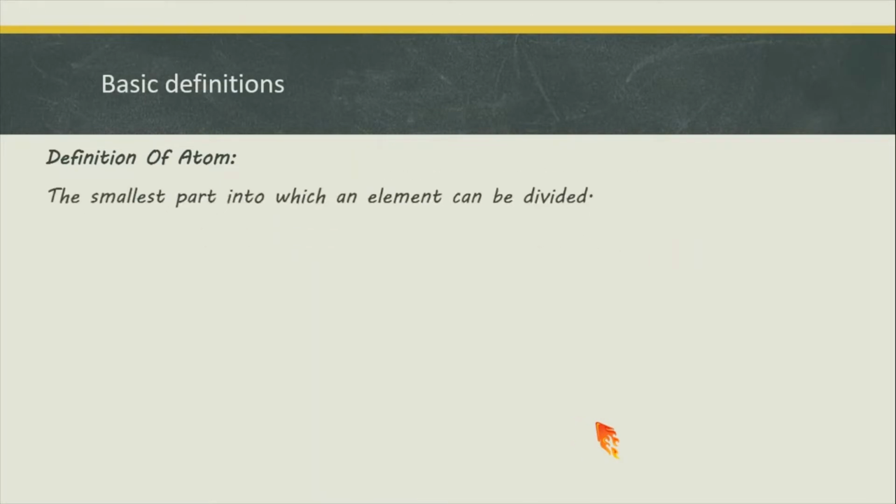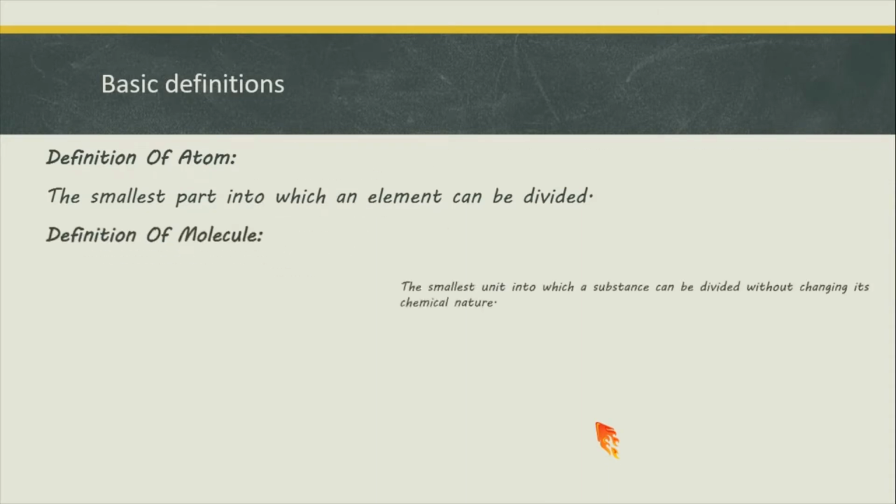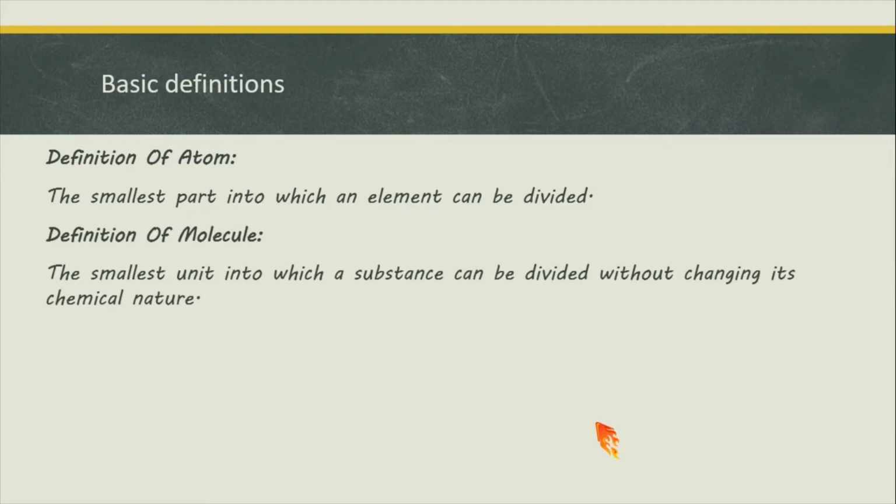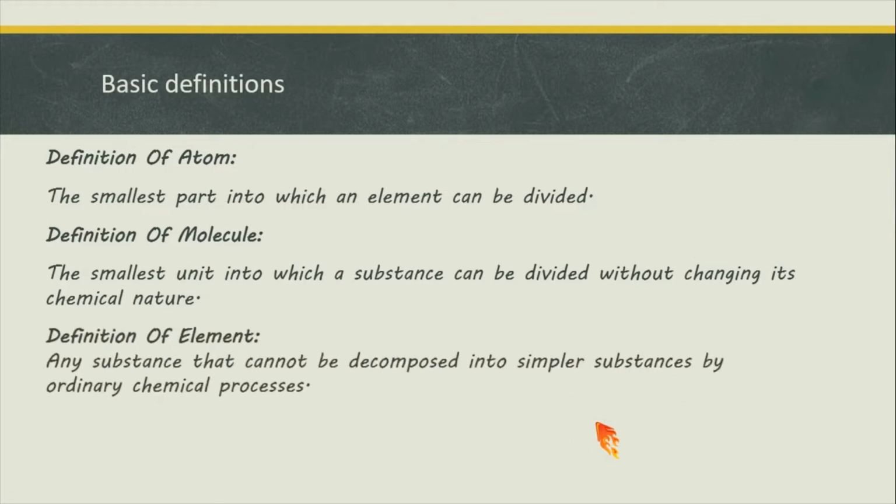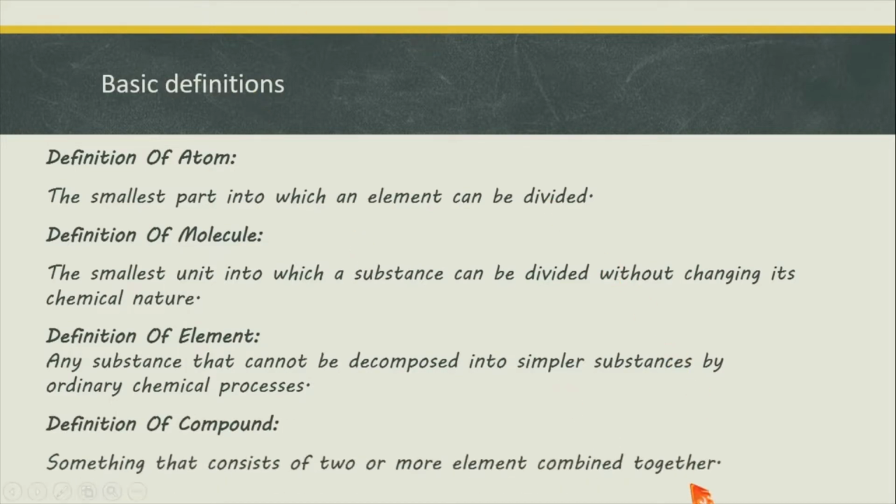So here are some basic definitions you need to know. Atom: the smallest part into which an element can be divided. Molecule: the smallest unit into which a substance can be divided without changing its chemical nature. Definition of element: any substance that cannot be decomposed into simpler substances by ordinary chemical processes. Compound: something that consists of two or more elements combined together.